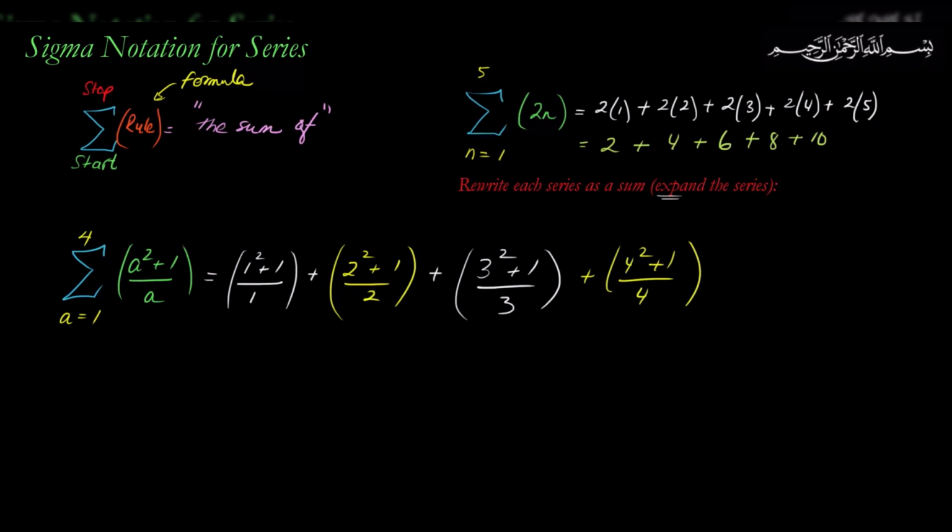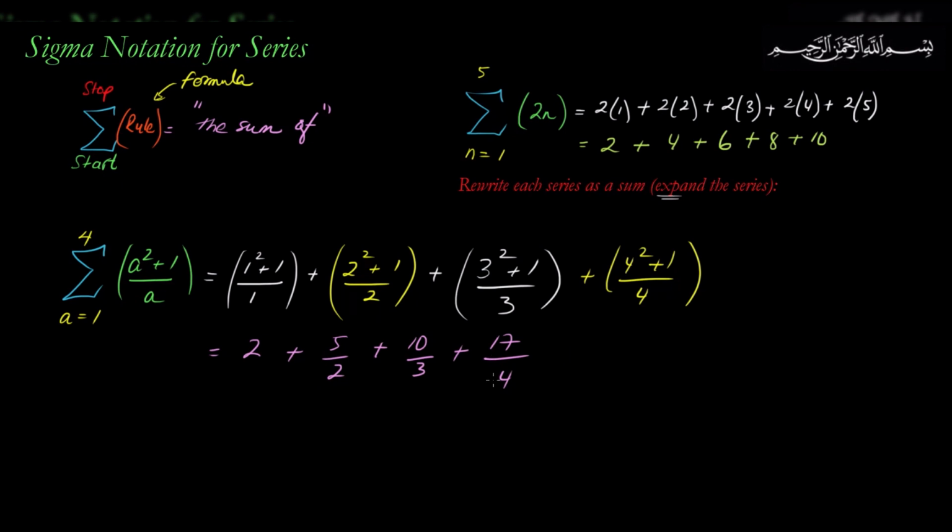Now, you can simplify this again a little bit. So 1 squared is 1. Last time I checked, 1 plus 1 is 2. So that's just 2. And this would be 2 squared is 4 plus 1 is 5 over 2. And this term, this is 9 plus 1 is 10 over 3. And that's 16 plus 1, that's 17 over 4, I believe. And that's it. And this is the expanded form of the series.